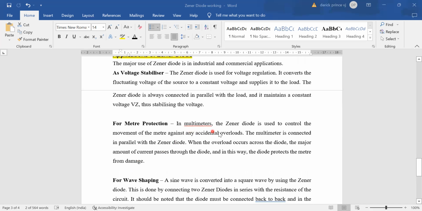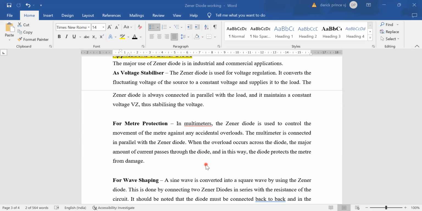It is used in meter protection. In multimeters, we use it to control the movement of the meter. For any overload current, the meter should not get damaged, so it is connected in parallel. It will only give the constant output voltage. There is a limit of voltage for the multimeter, and more than that the meter should not get damaged. The major amount of current passes through the diode, and in this way the diode protects the meter from damage.